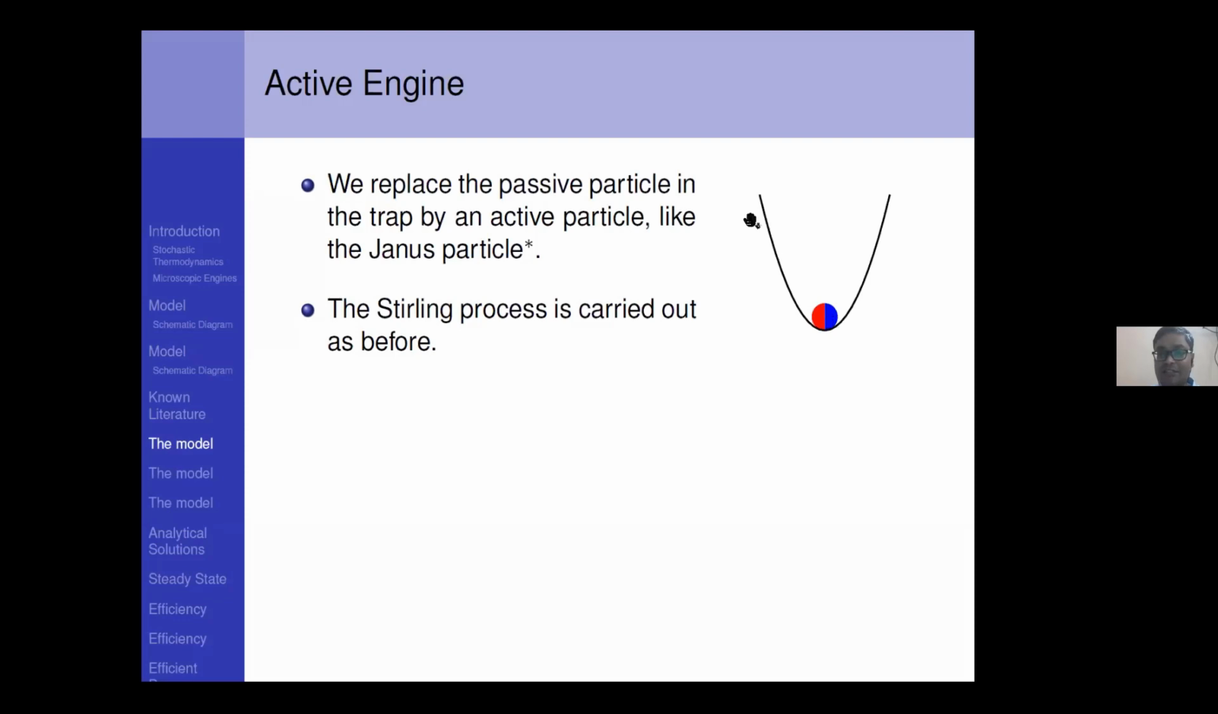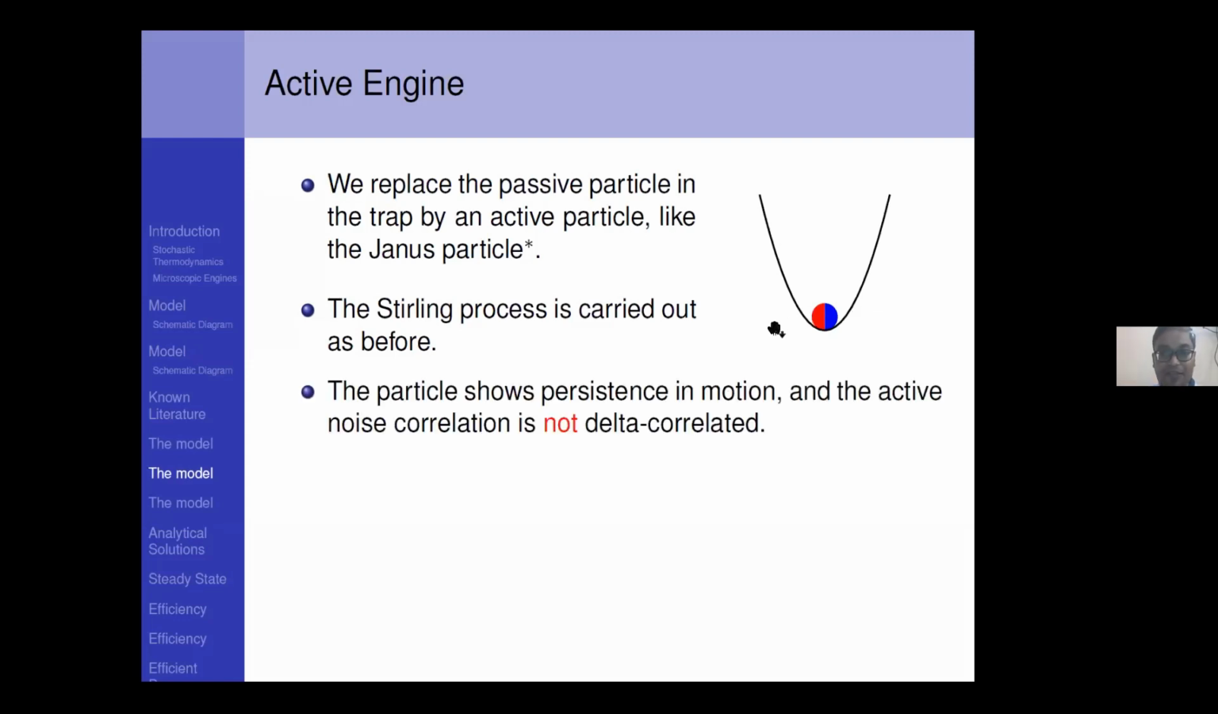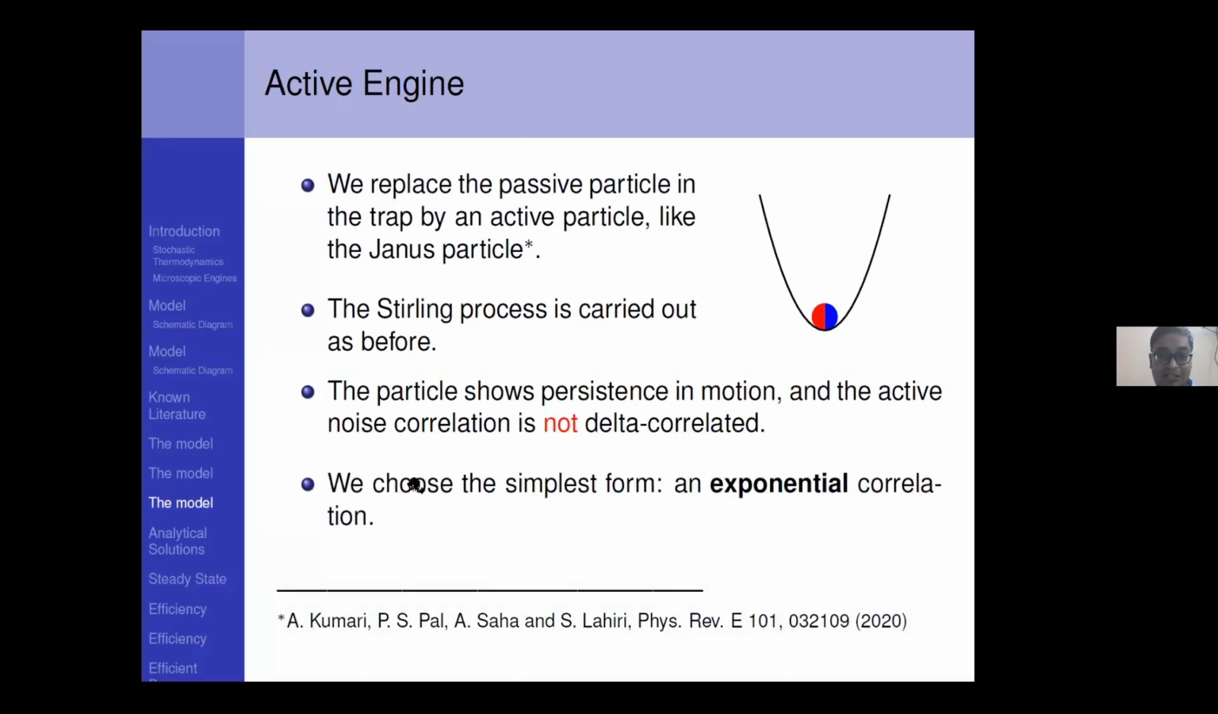There is a Janus particle in a harmonic trap, and the stiffness parameter is varied cyclically. And such a particle shows some persistence in motion, which means that it tends to move in the same direction for some time. And also there is an extra noise over and above the thermal noise, which is not delta correlated. Such noise is called colored noise, and we choose the simplest form, which is exponentially correlated. The simplest form other than delta correlation is the exponential correlation.